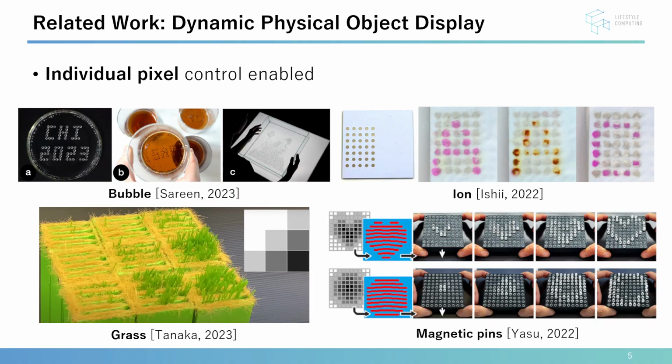The figures show examples of dynamic ambient displays that use bubbles, ions, glass, and magnetic pins. Unlike traditional displays, these can change their patterns dynamically and allow precise control at the pixel level.